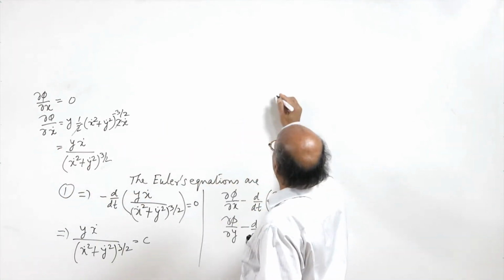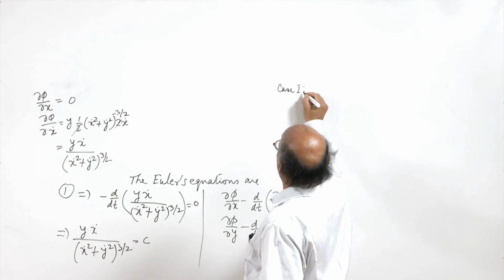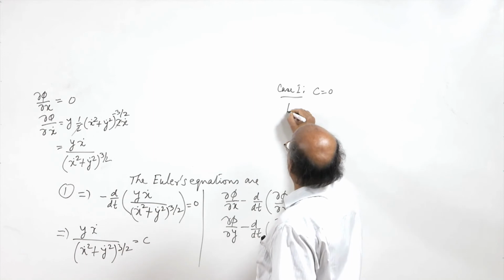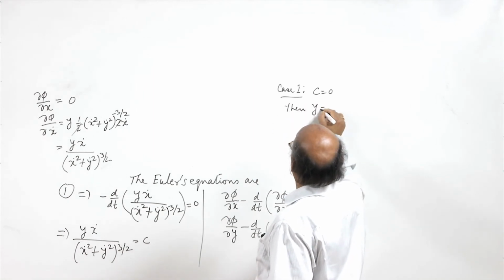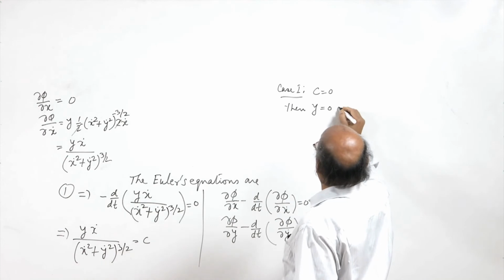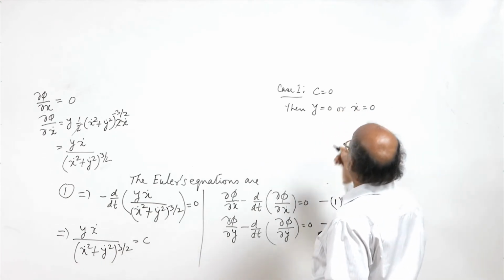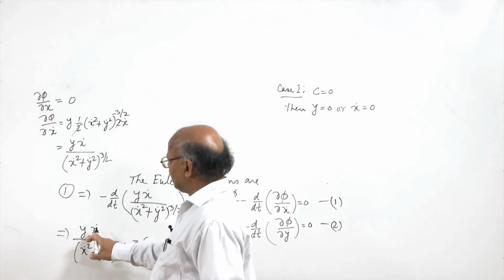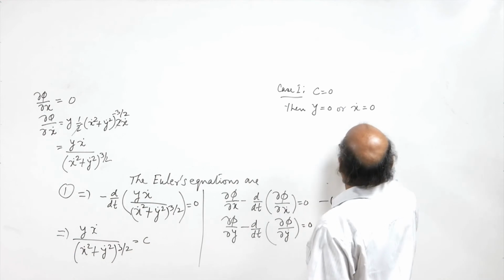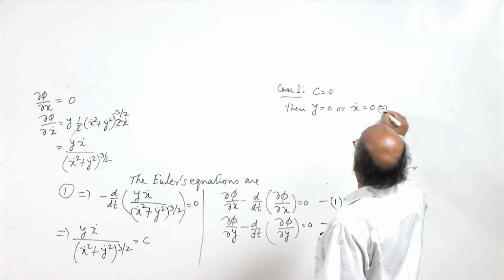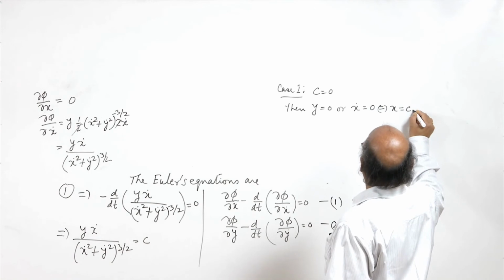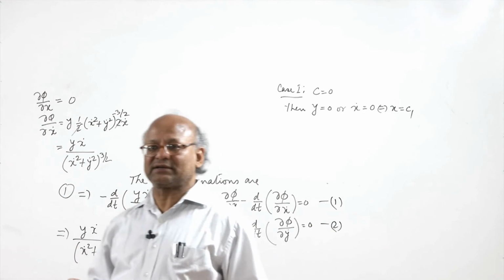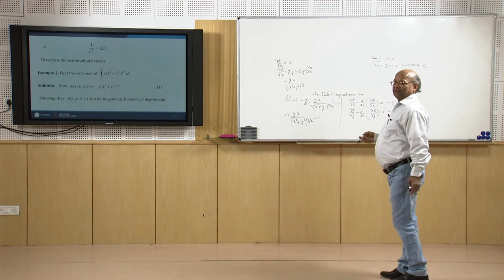Let us consider case 1. C is equal to 0. The constant c equal to 0 will give you y equal to 0 or x dot equal to 0. So when c is equal to 0, either y is 0 or x dot is 0. So x dot equal to 0 gives you x equal to some constant, you can say c1, okay. So when c is equal to 0, y equal to 0 could be an extremal or x equal to a constant could be an extremal.